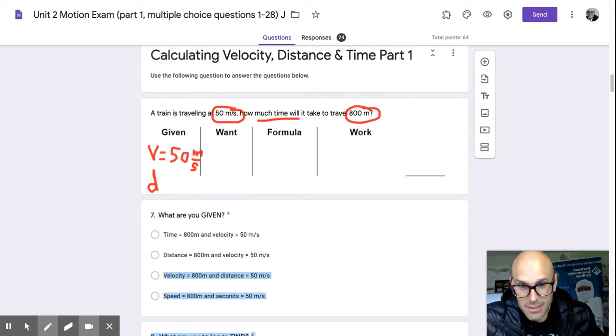Now, how do I know that's a distance? It doesn't say a distance, it just says 800 meters. Well, I know that m stands for meters, that's something we learned, and meters are a distance. So 800 meters is what I'm also given.